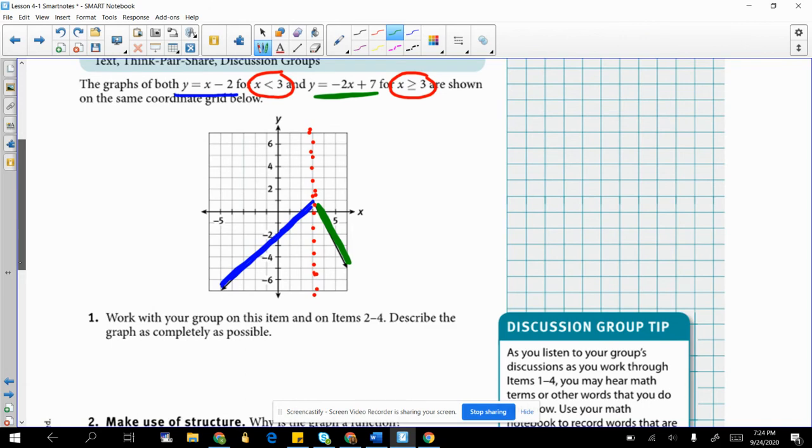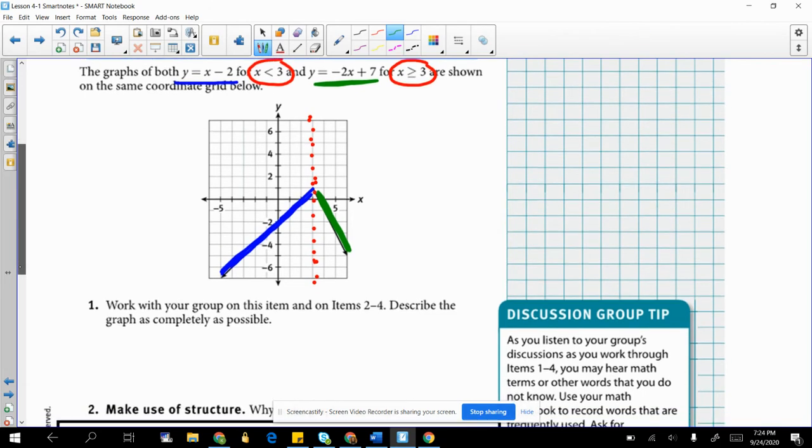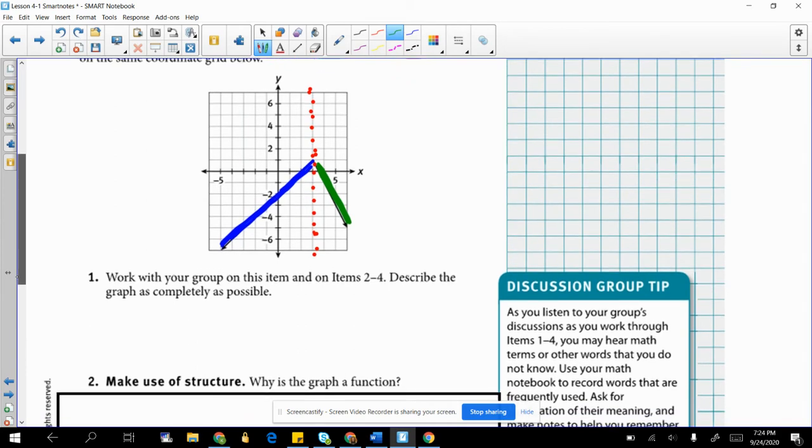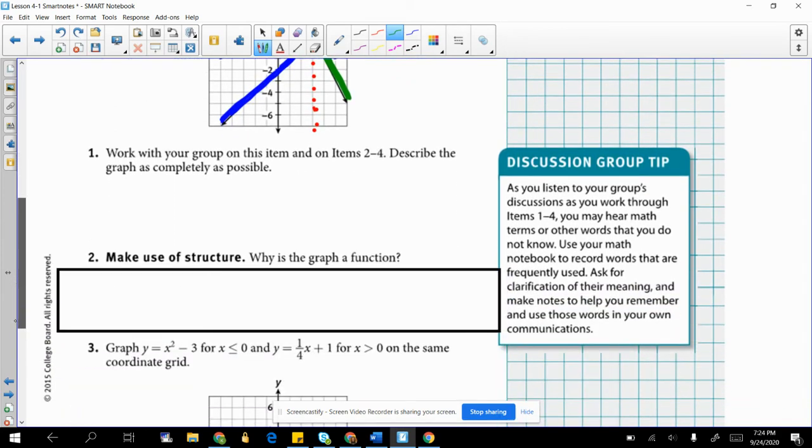All right, so what I'm going to have you do is describe the graph as completely as possible. I'll leave you guys a little open-ended question here. Go ahead and describe.